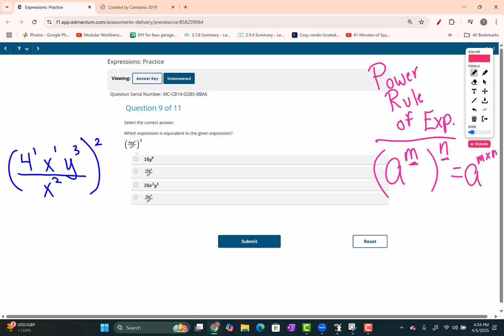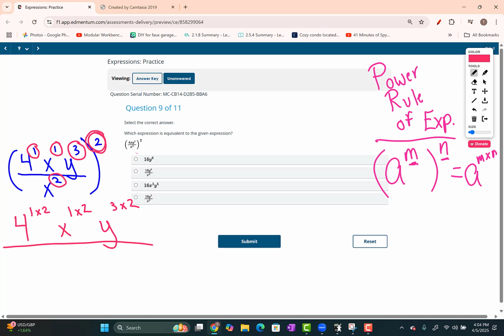the parentheses. So the 4 raised to the first power raised to the second is going to be rewritten as 4 raised to the 1 times the 2 power. The x raised to the first raised to the second is going to be x raised to the first times the second. And then we'll do the same thing with the y. Y raised to the third times the second power. And we'll do the same thing in the denominator. The x raised to the second times the second that's on the outside.